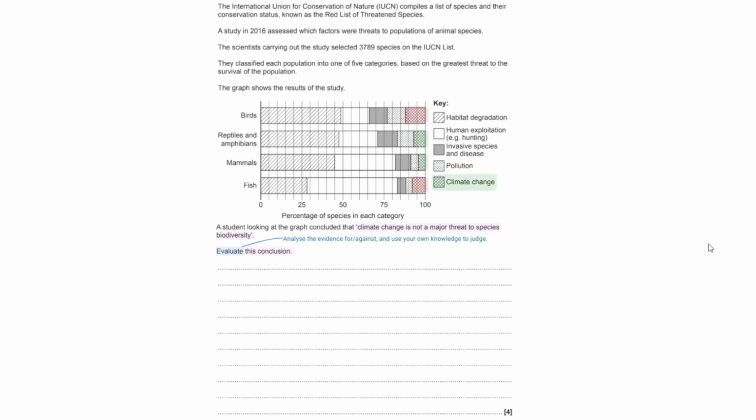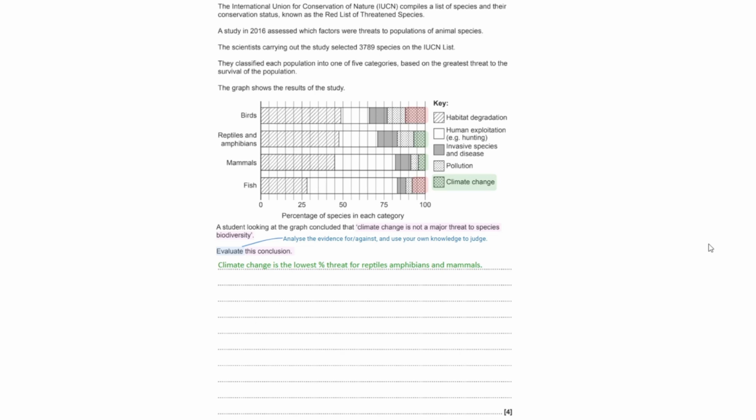So if we look at that data set there, we can see that for reptiles and amphibians and also mammals, climate change is actually the smallest factor affecting them. Whilst birds and fish have at least one other factor which is a greater threat. So we can write that climate change is the lowest percentage threat for reptiles, amphibians, and mammals in support of the student's conclusion.